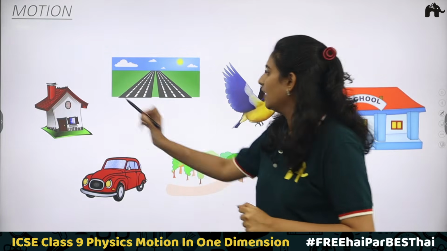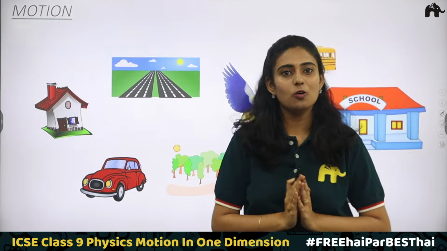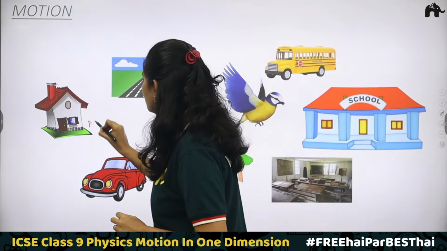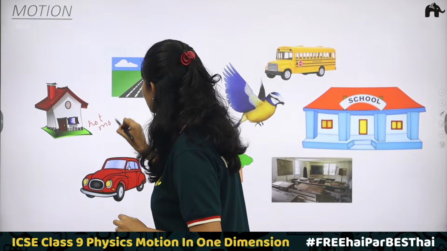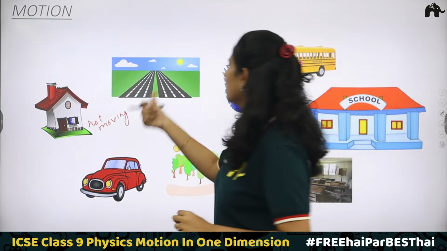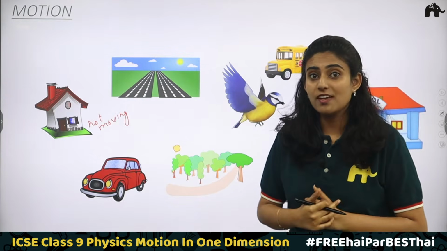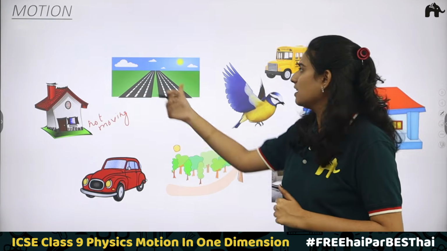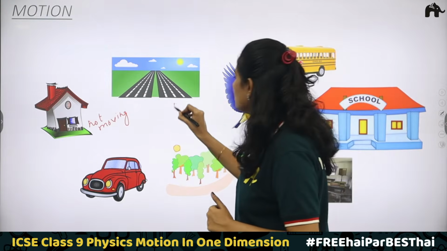Let's take the first one, your home. Is it moving? Home is not moving, right? Not moving. Next, what about this road? Is this road moving? Vehicles on the road can move, but the road will not move. So this is also not moving.